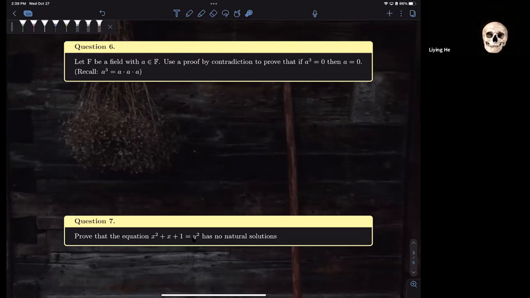Anyway, question 6. Contradiction. So let's make our assumption. Proof. What is the negation of this? This is a P implies Q. What is the negation of P implies Q?